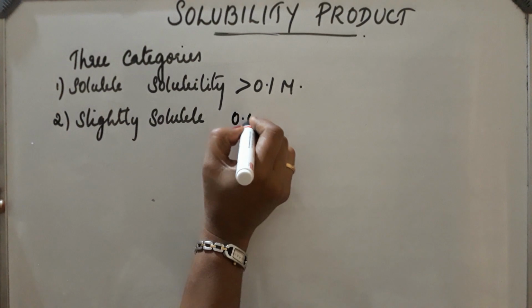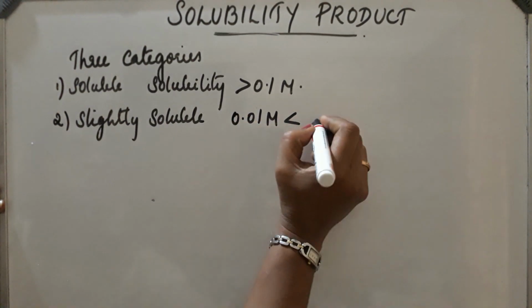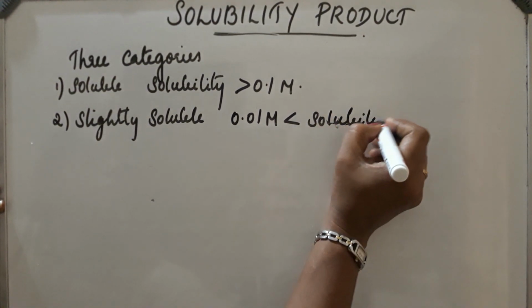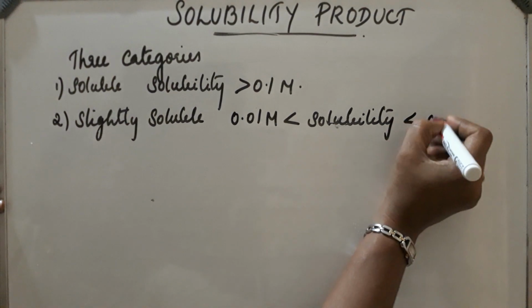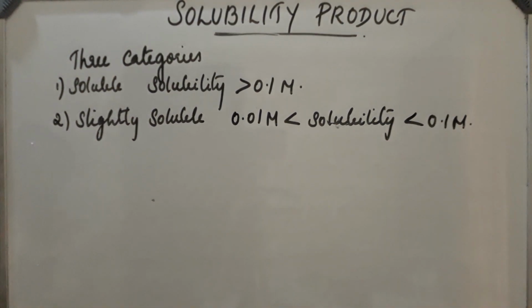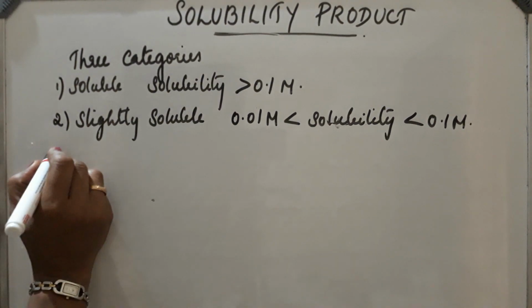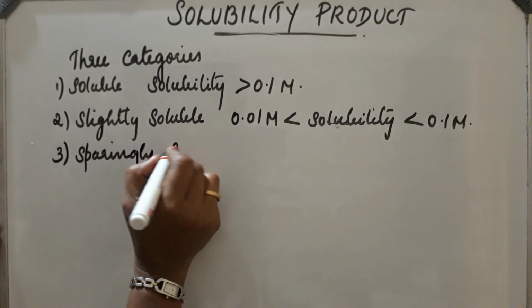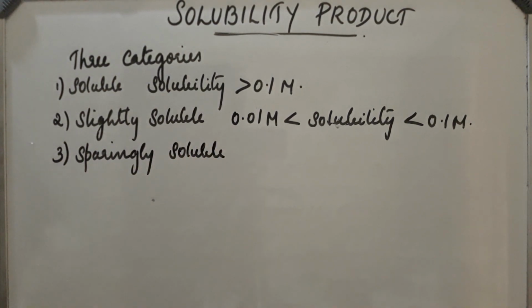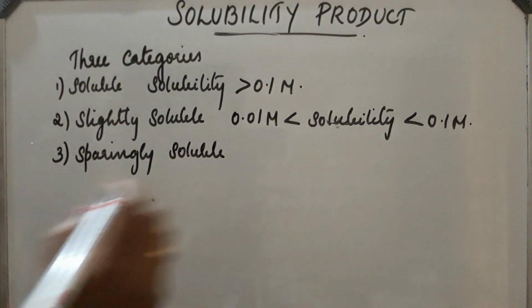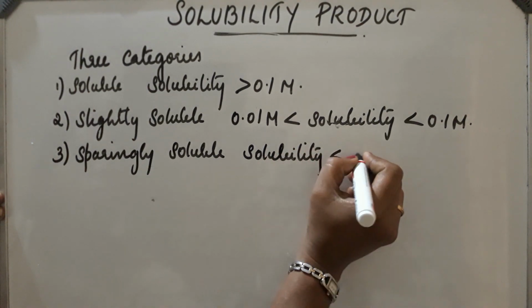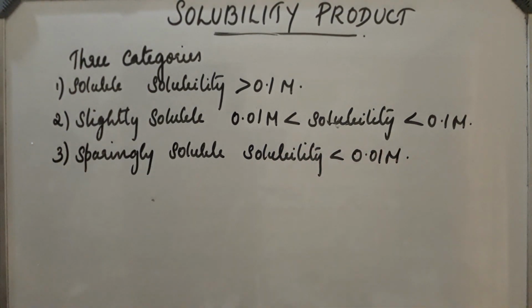Such salts are slightly soluble. Third category, sparingly soluble salts. In this case, the solubility is less than 0.01 molar.